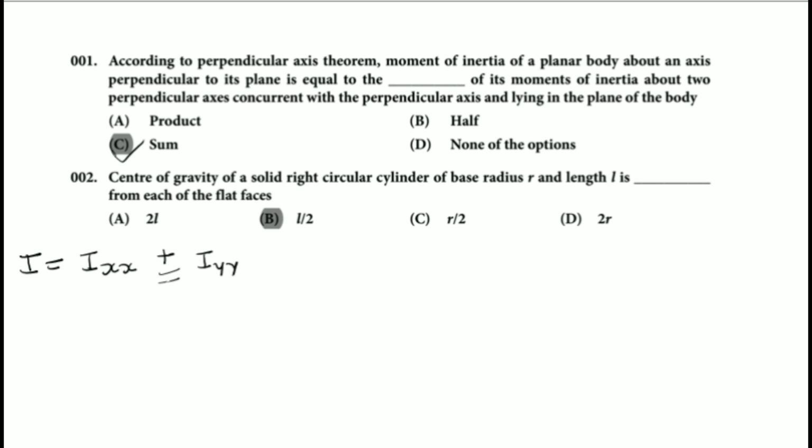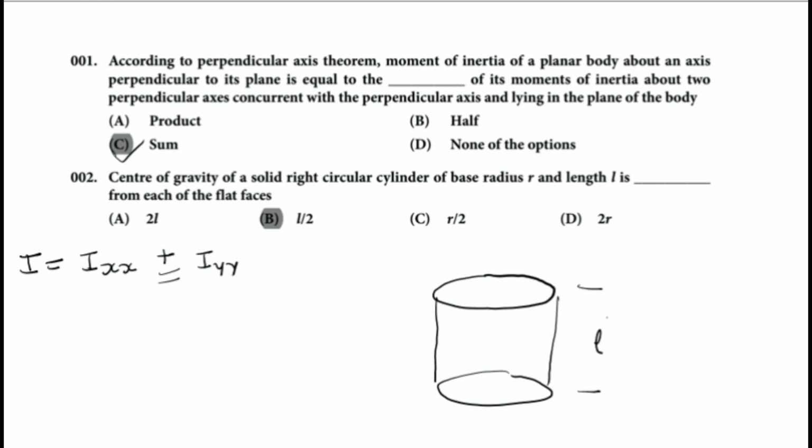Now let's move to the second question. The center of gravity of a solid right circular cylinder of base radius r and length l is blank from each of the flat faces. So it's a very simple question from engineering mechanics. Let me draw one cylinder so it would be very easy to understand. Here the length is given as L and the radius is R. The cylinder is given as a solid right circular cylinder.